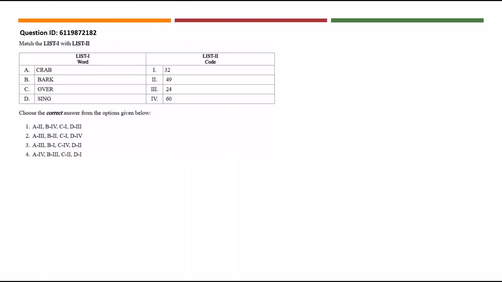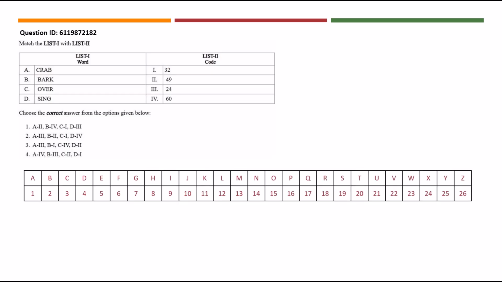Next question, match list 1 with list 2. The word is given in list 1 and the code is given in list 2. One possibility of this code will be finding the value of every alphabet and summing them together. So let's take the alphabet ordering. A will be 1, B will be 2, C will be 3, D will be 4. This order goes up to 26 and you have to sum up. Let's start with crab. C is 3, R is 18, A is 1 and B is 2. 3 plus 18 is 21, 21 plus 1 is 22, 22 plus 2 is 24.